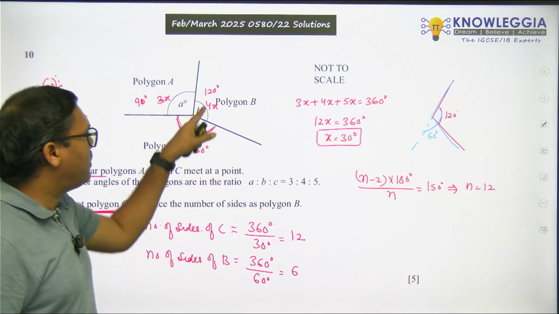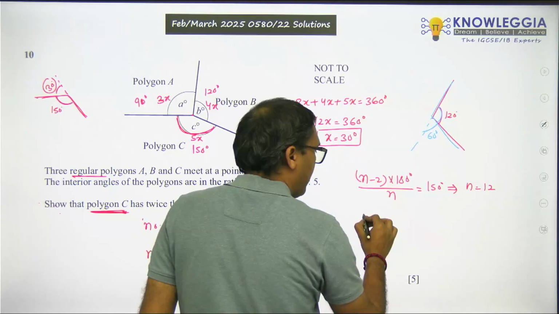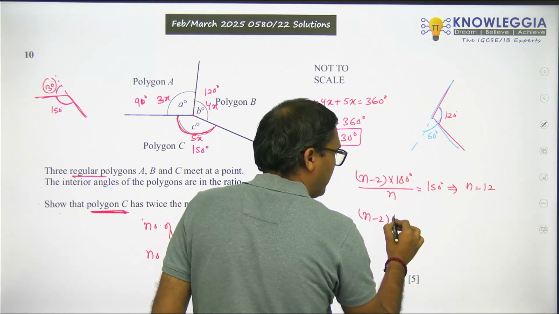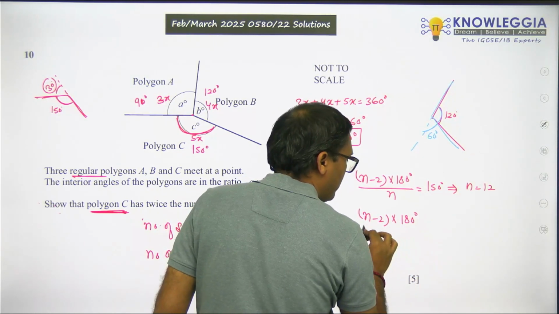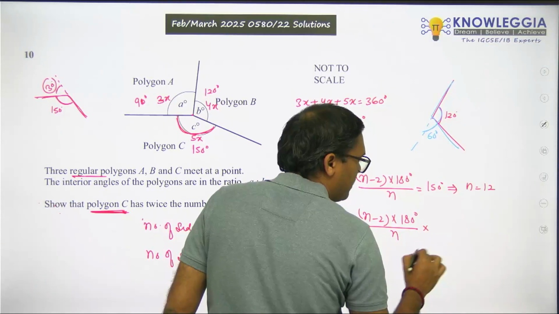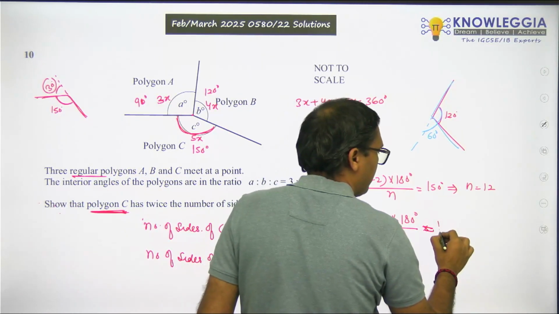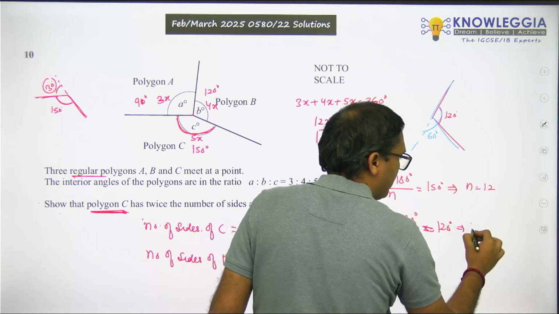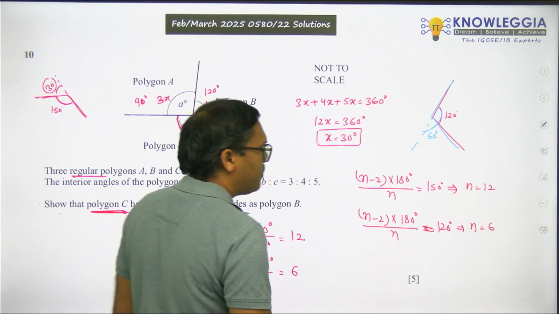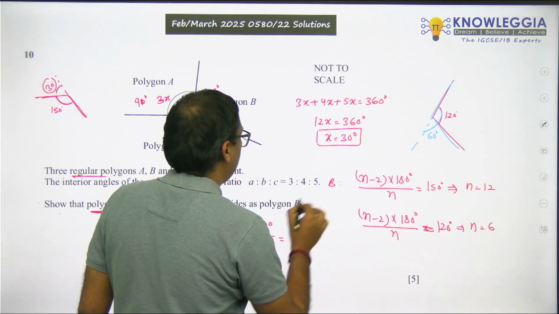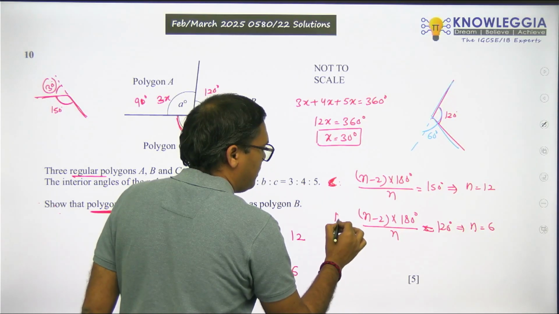And for polygon B also, you can do the same thing. (n minus 2) times 180 degrees, because this is the sum of all the angles, and each angle is equal. And this should be equal to, for polygon B, 120. So if you solve this, you will find the number of sides will become 6. So this is for polygon B. Sorry, this is for polygon C, and this is for polygon B.